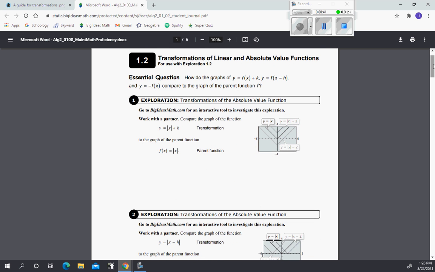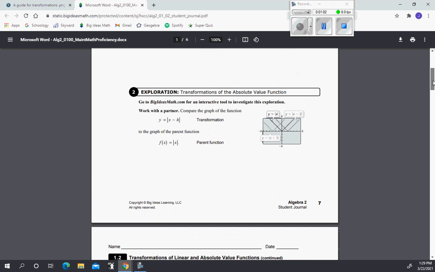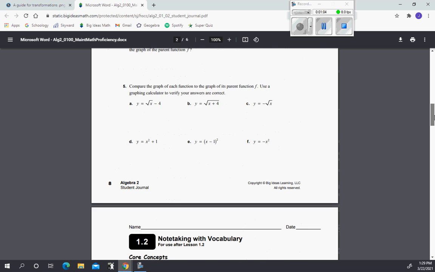Today, when we're going through this, I want you to be thinking about these graphs: f of x plus k, f of x minus h inside those parentheses, and negative f of x. I want you to be thinking about that. Let's scroll down. Let's go right here.